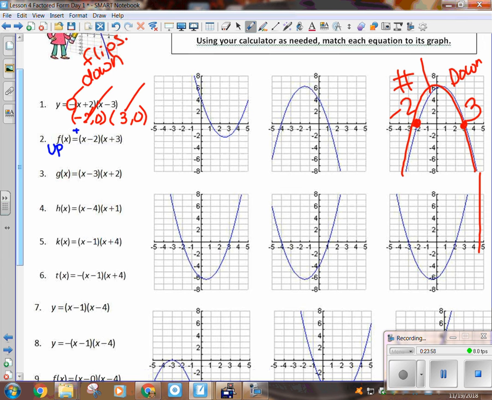What are my x-intercepts? This is going to come out as what? It says minus 2 in the parentheses, but it comes out opposite. So it's going to come out what? Positive 2. What about this one? It's going to come out opposite. So it's going to come out as negative 3. So I have to find one that turns up, and it's got to touch at positive 2 and negative 3. Which one's that?